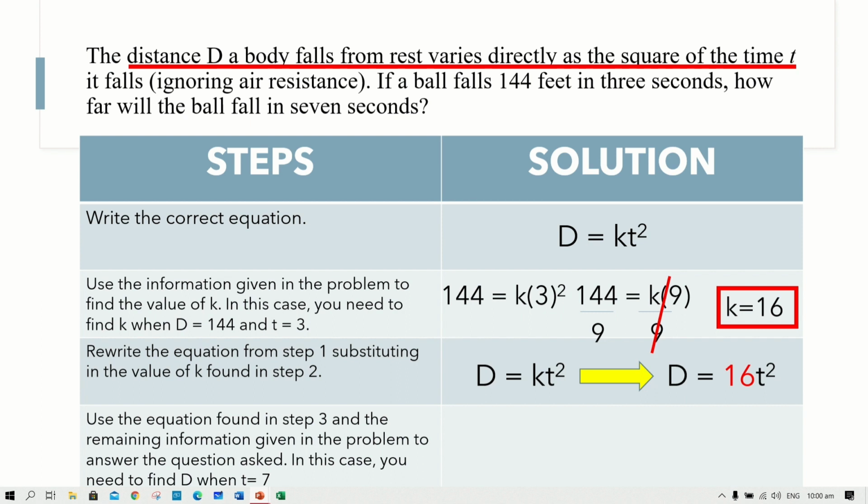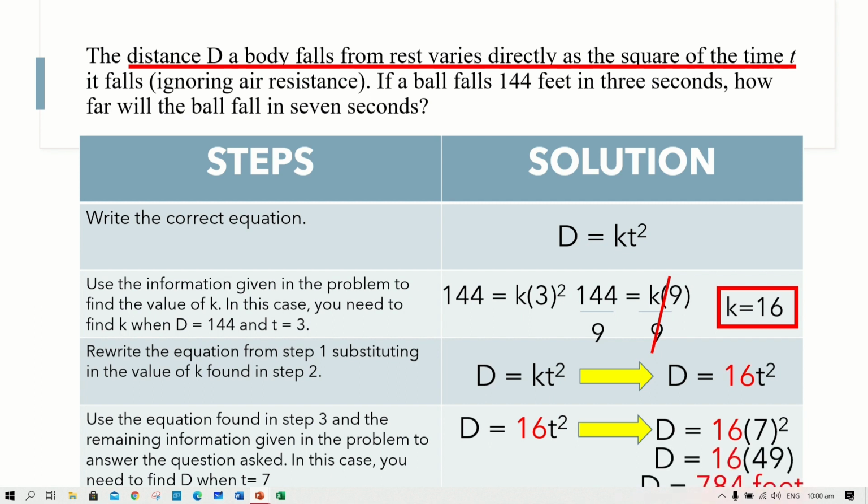Last step is we're going to use the equation found in step 3 and the remaining information given in the problem to answer the questions asked. In this case, you need to find capital D when t is equal to 7. So capital D is equal to 16t squared. That is, capital D is equal to 16 times 7 squared. Expanding it, we now have 16 times 49, and D is equal to 784 feet.